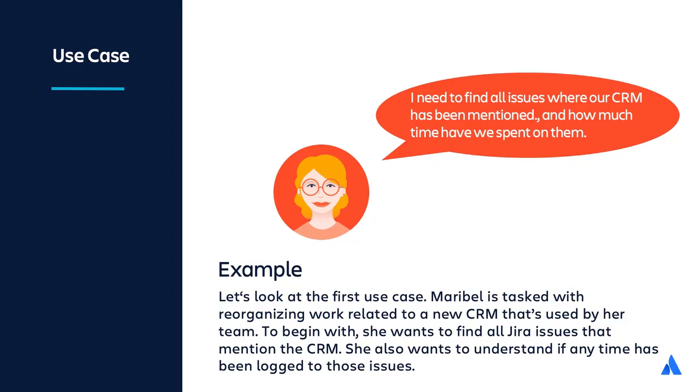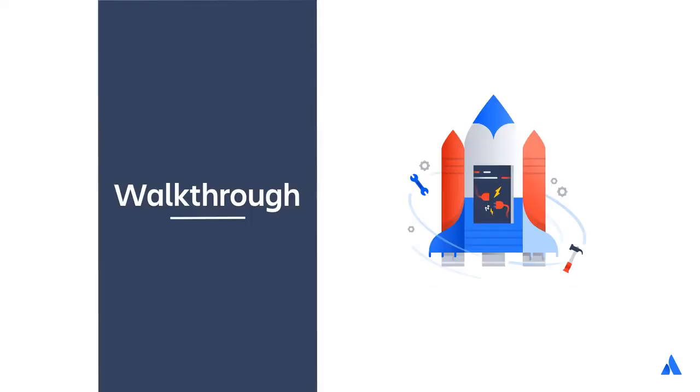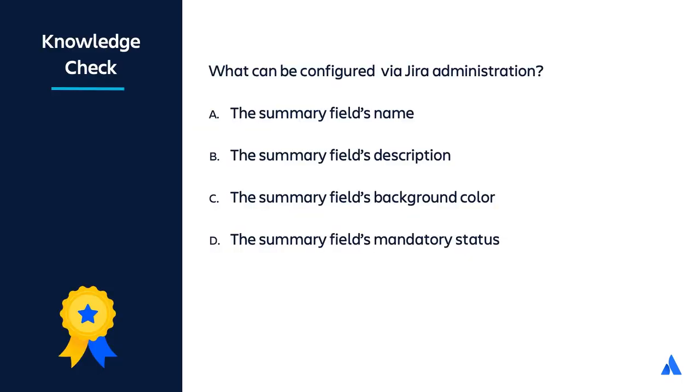Maribel is tasked with reorganizing work related to a new CRM that's used by her team. To begin with, she wants to find all Jira issues that mention the CRM. She also wants to understand if any time has been logged to those issues. In this walkthrough, we'll look at the system fields you can leverage to provide useful reporting. If you would like to walk through the use case, you can follow it through using the PDF solution guide that we've provided. Let's finish with a quick knowledge check.